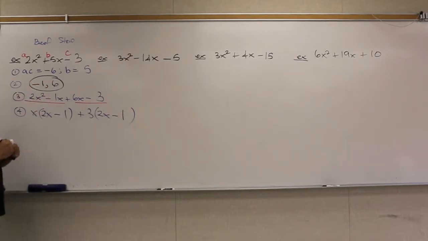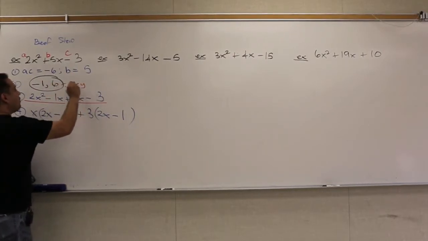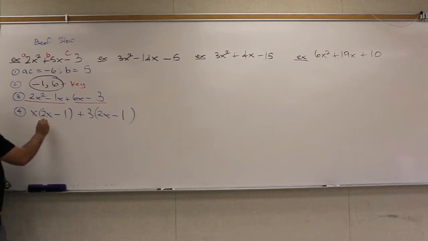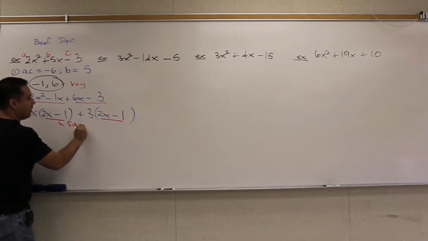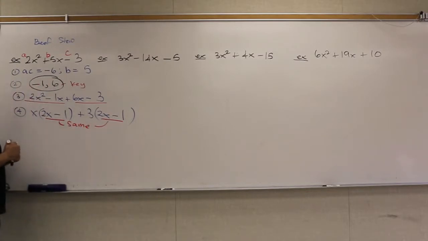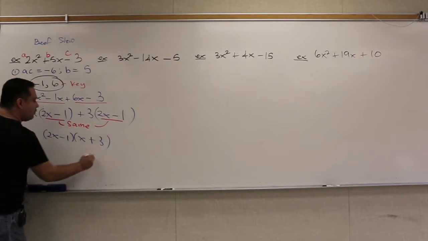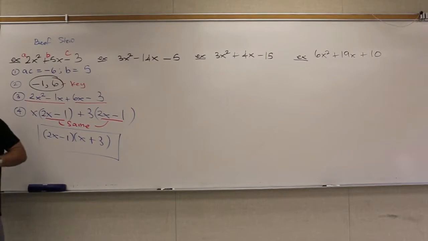Again, once you found those values, this is the key. Once you get those values, these are guaranteed to be the same. So that's a common term, factor by grouping. It goes 2x minus 1 times x plus 3. And you're done.